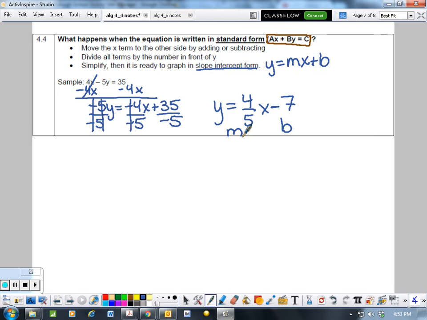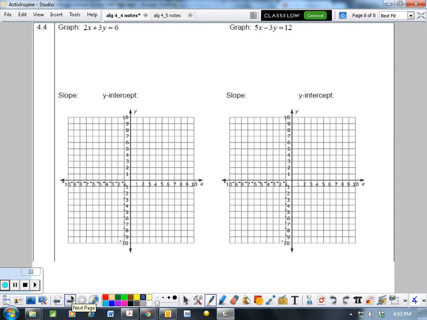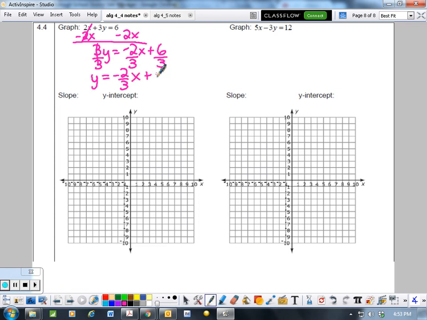So let's practice this a little bit more. Okay, so graph 2x plus 3y equals 6. I'm going to start by moving that x, subtracting 2x from both sides. So now I have 3y equals negative 2x plus 6. Now I've got to get rid of the 3, so I divide everything by 3. So now I have y equals negative 2/3 x plus, and 6 divided by 3 gives me 2.